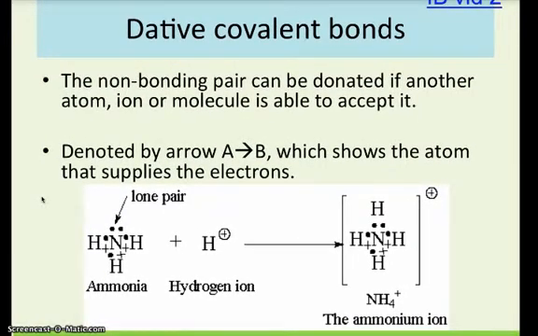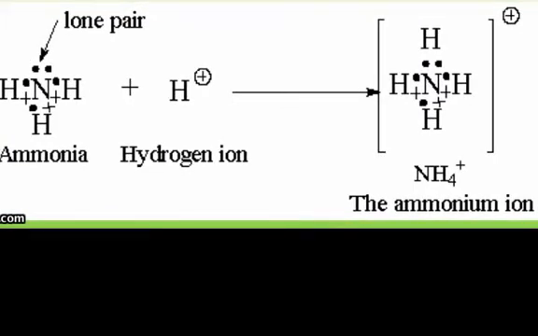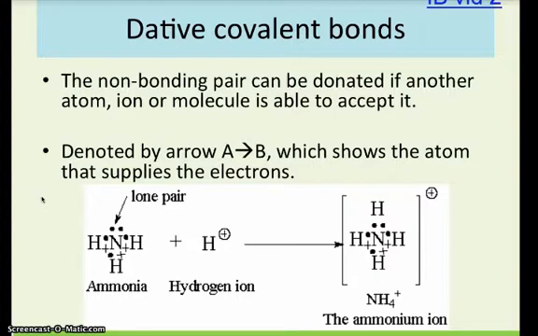Ammonia is NH3, and nitrogen has used three of its outer bonding electrons to form covalent bonds with hydrogens, but it still has a lone pair. So when ammonia forms an ammonium ion, when it bonds with a hydrogen ion, it's able to give its lone pair to the hydrogen ion. If you think of what a hydrogen ion is, a hydrogen atom only has one electron in its outer shell. So if it's lost that electron to become a hydrogen ion, then basically it's just a nucleus. So the nitrogen atom can donate the lone pair to the hydrogen, and it can accept both those electrons to make an ammonium ion. So the non-bonding pair can be donated if another atom, ion or molecule is able to accept it.